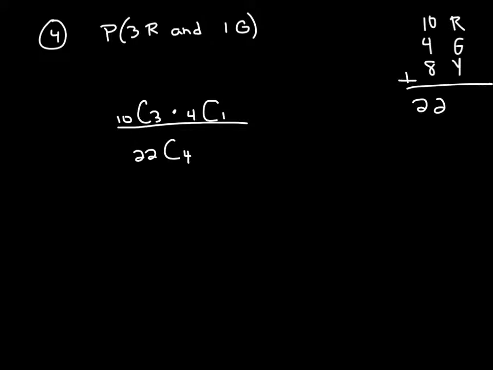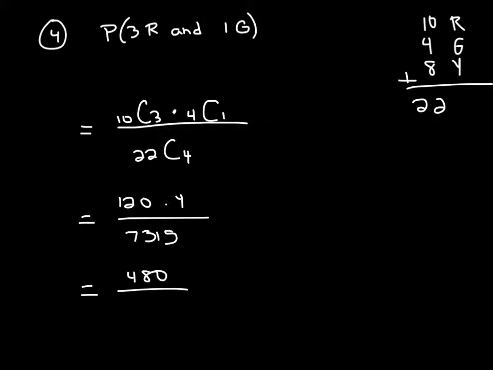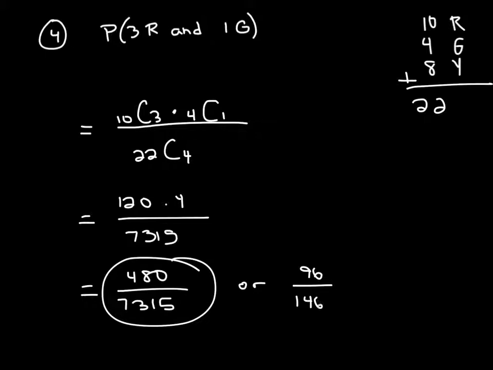So, I mean, you could just plug this in your calculator. It winds up 10C3 is 120, 4C1 is 4, and 22C4 is 7,315. So when you multiply that out, that becomes 480 over 7,315. Or if you want to simplify it, that simplifies to 96 over 1,463.